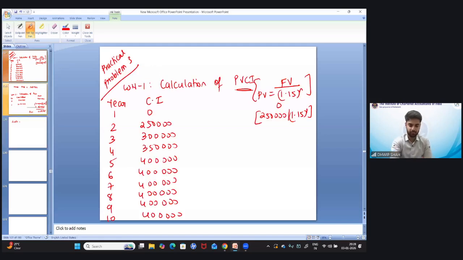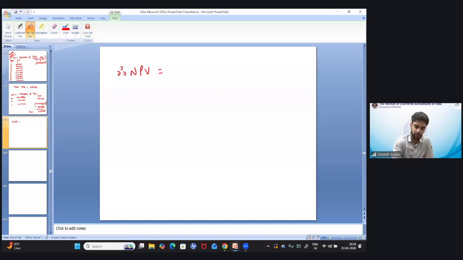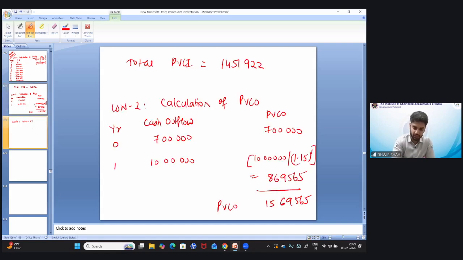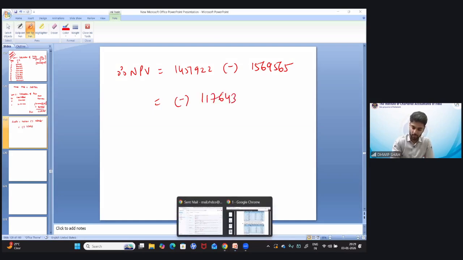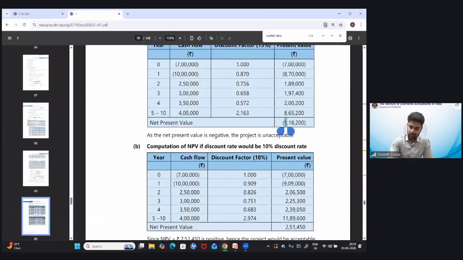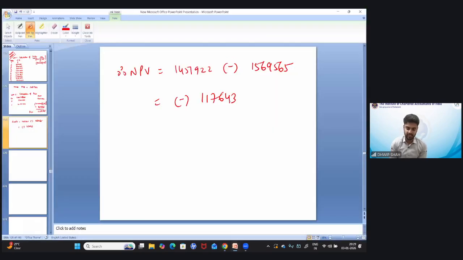PVCI is less, huh? In this question 1451,922. 1569,565 minus 1569,565. So NPV comes to negative 117,643. So see, almost same. They have taken rounded off to 3 decimals. इसलिए difference आ रहा है थोड़ा, but this is exact 117,643. ठीक है.